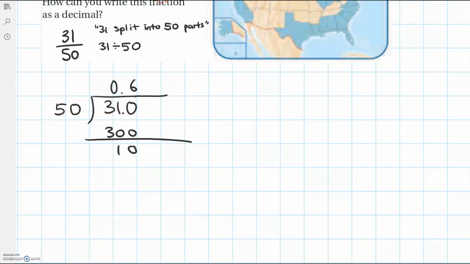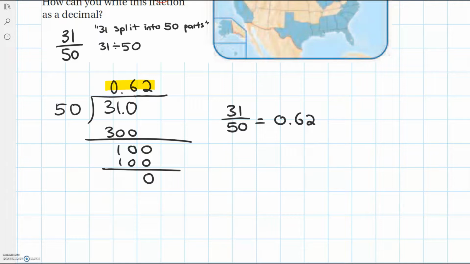And I am left with 10. I add another 0. Now I'm in my hundredths place. And 50 goes into 100 2 times, and I have 0 over here. So that means 31 over 50 as a fraction is written as 0.62 as a decimal. All I have done is simply divide 31 by 50.